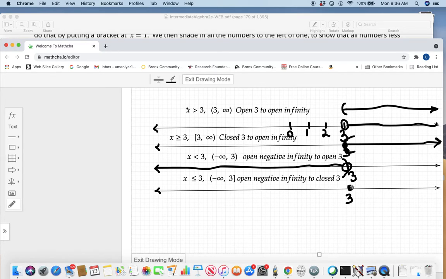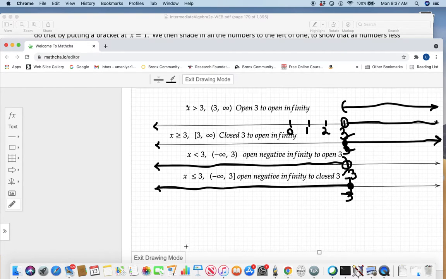So the picture would be, here is 3. Instead of an open circle, you now have a closed point, a filled-in point. Some people like to add brackets. It's not needed. As long as you keep an open circle for open 3 and a closed point for closed 3, this is how you would draw. So that's your graph for x less than or equal to 3.